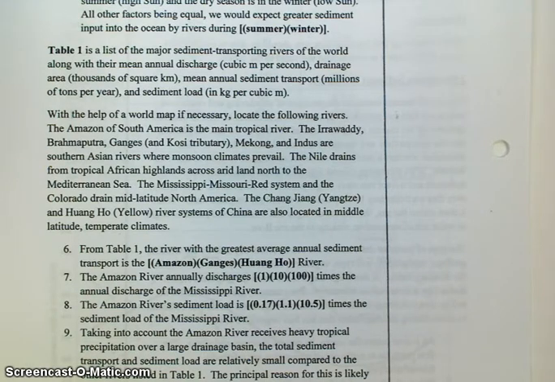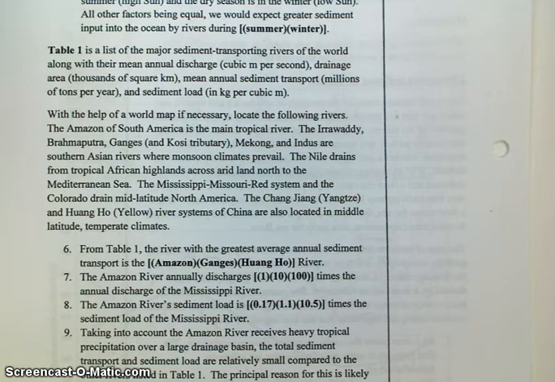Table 1 is a list of the major sediment transporting rivers of the world, along with their mean annual discharge in cubic meters per second, their drainage area in thousands of square kilometers, their mean annual sediment transport in millions of tons per year, and sediment load, which is in kilograms per cubic meter.